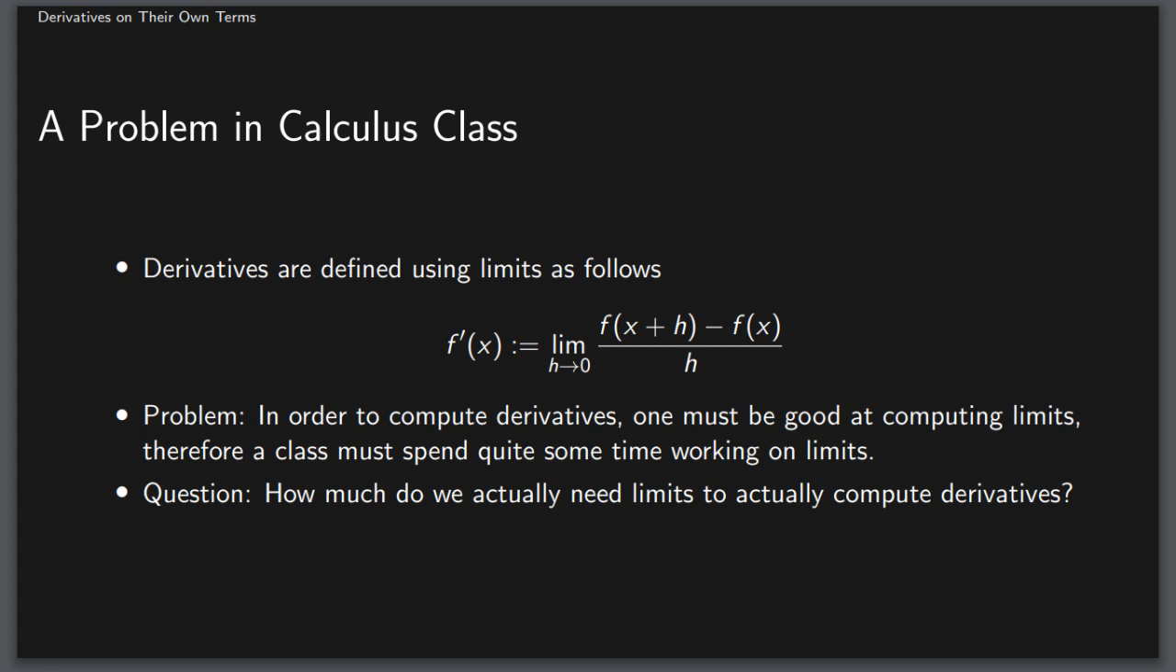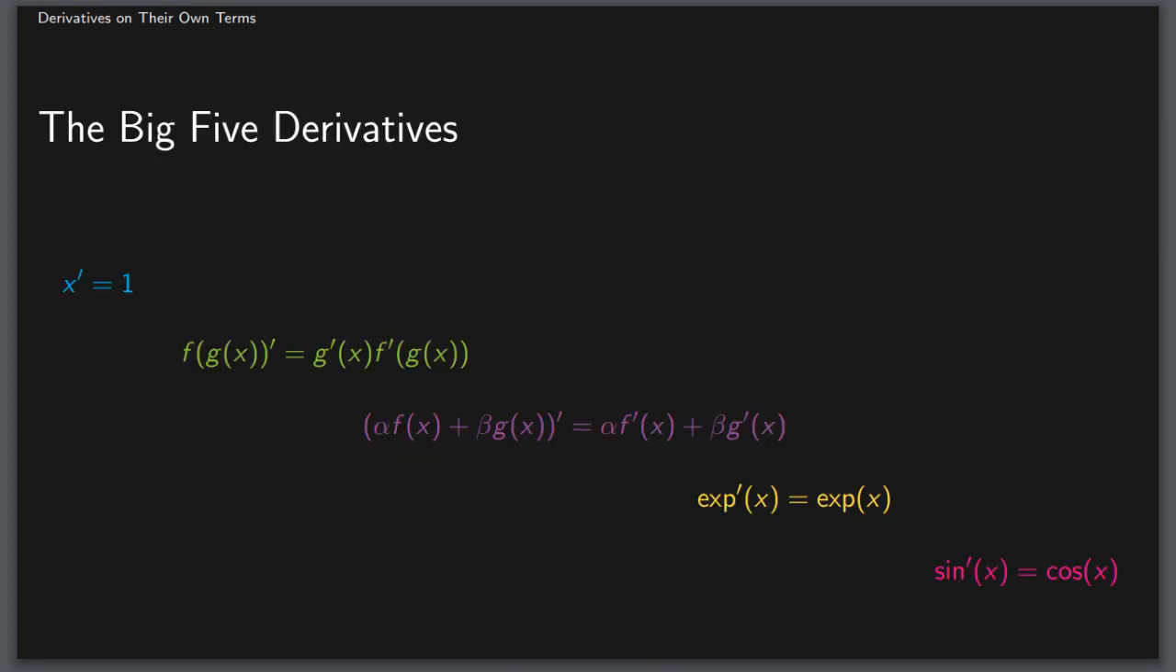My answer boils down to those needed to compute just 5 derivatives, and the 10 or so limits that they do need could be used to teach about the properties of limits. In short, I propose that derivatives should be used to teach limits, not the other way around. Not to bury the lead, but these are the 5 derivatives we need limits for: the identity, the chain rule, linearity, the exponential, and sine.